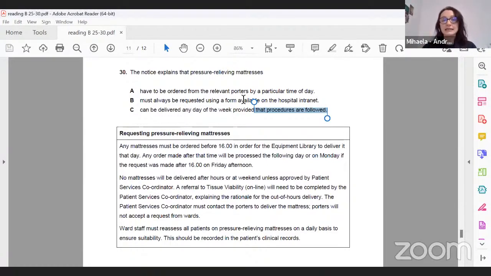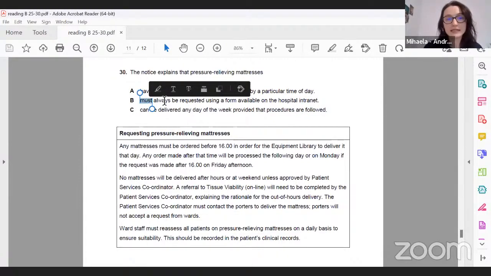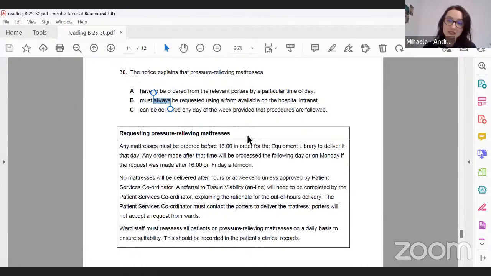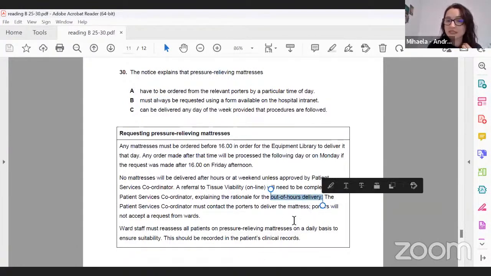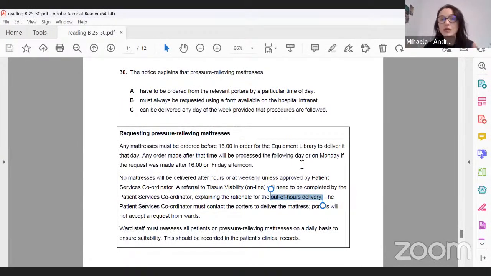Okay, good. Now, must and always. If you have them in an option, you have to find them in the text as well. Now, this referral to be completed explaining why you need to have out of hours delivery is not to get the pressure relieving mattress, it's to get it out of hours. So that's the exception only, not for the standard procedure. So you cannot choose this referral. Also, that's not a form available on the intranet, meaning on the information system of the hospital.